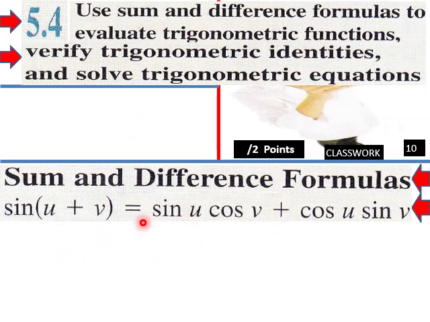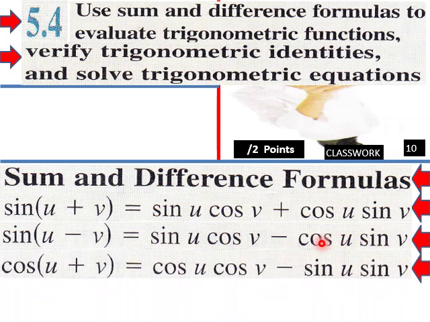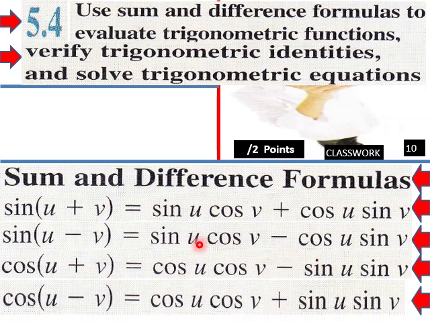Sine u plus v will equal sine u cosine v plus cosine u sine v. And then sine u minus v, these are our sum and difference formulas, will equal sine u cosine v minus cosine u sine v. And then cosine u plus v will equal cosine u cosine v minus sine u sine v. And then cosine u minus v will equal cosine u cosine v plus sine u sine v. So here are your sum and difference formulas here.